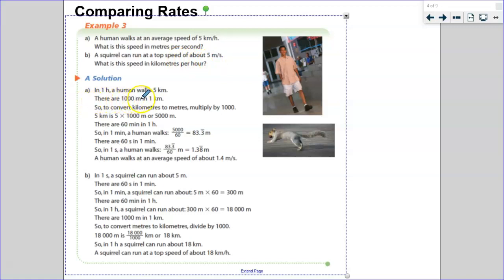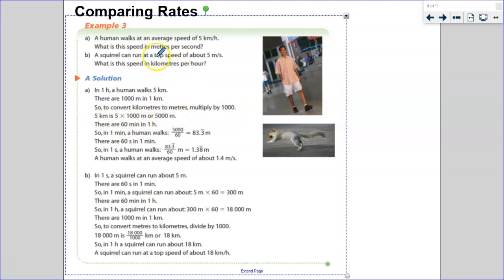So in 1 hour, he walks 5 kilometers. There's 1,000 meters in a kilometer. This is prior knowledge that you'll need. If you're not sure about this stuff, you can always look that up. So to convert kilometers to meters, you multiply by 1,000. So 5 kilometers is going to be 5,000 meters.